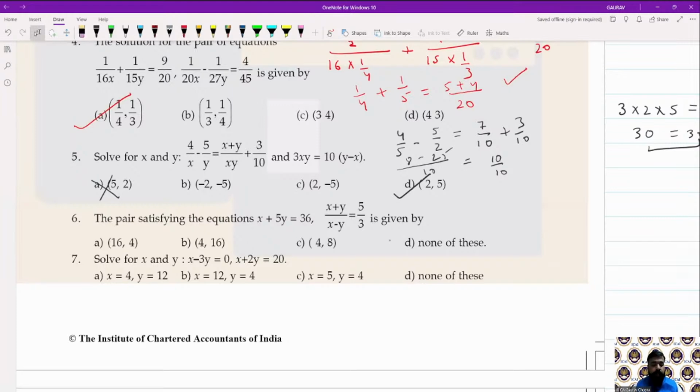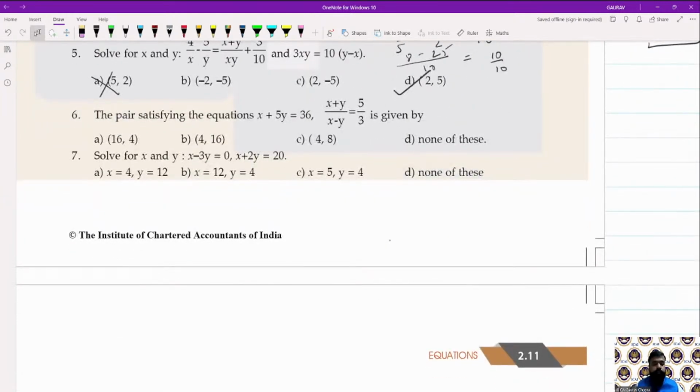Now again, let's try with the sixth one. The pair satisfying the equations x plus 5y is equal to 36. And the second equation is also given. So the equation which looks easier, try that first. Okay, always try the easier equation.